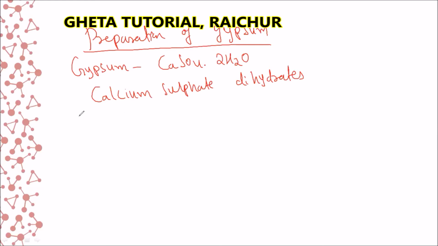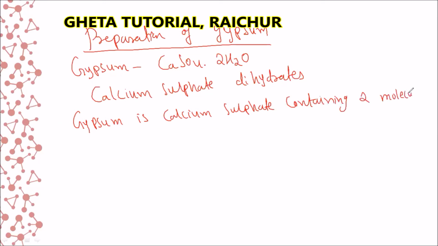Or we can write that gypsum is calcium sulfate containing two molecules of water of crystallization. So how can you obtain gypsum? It's very simple.